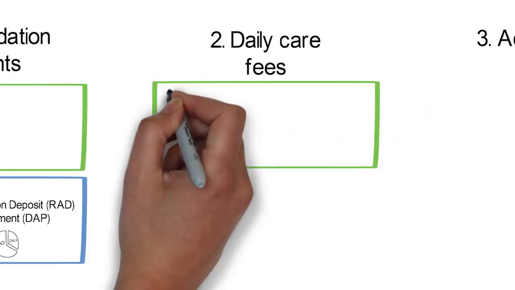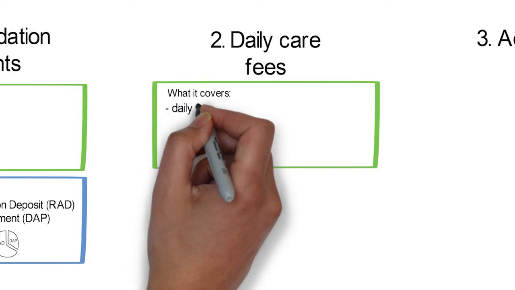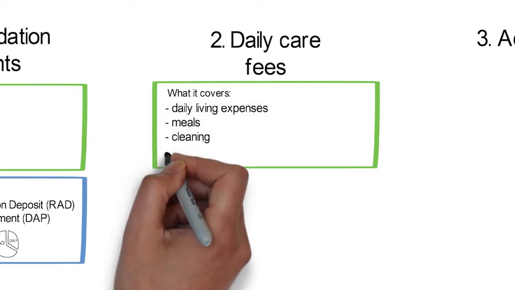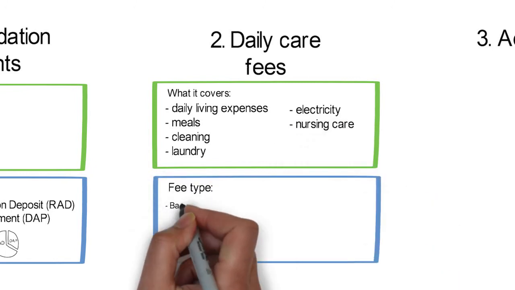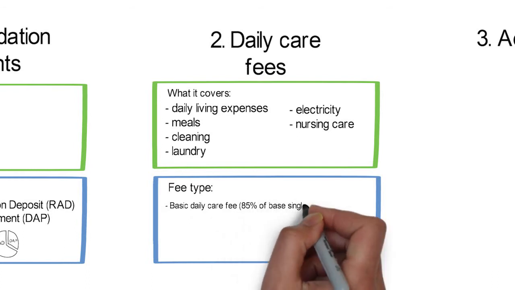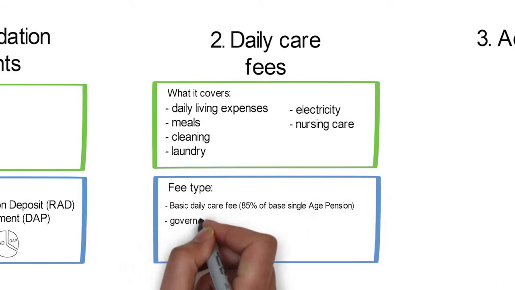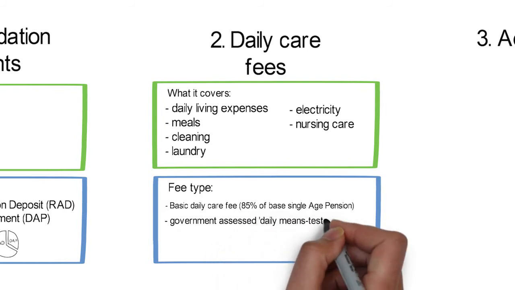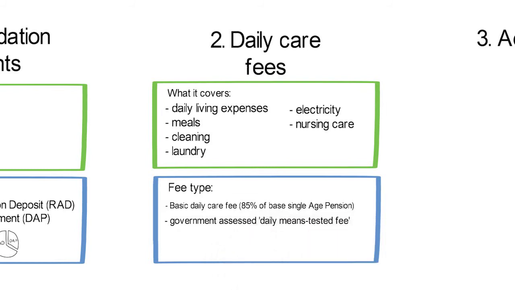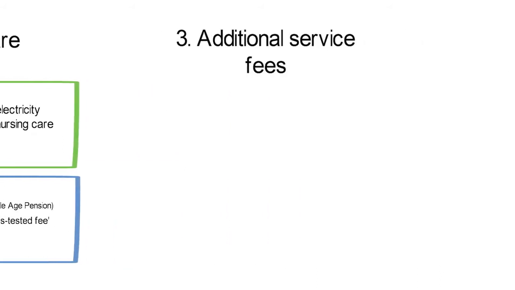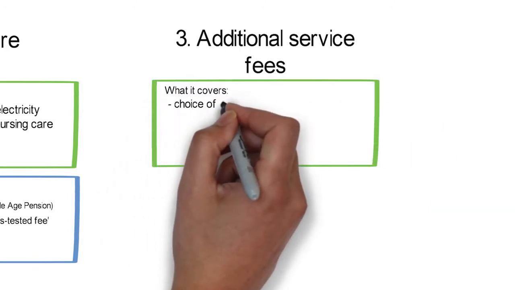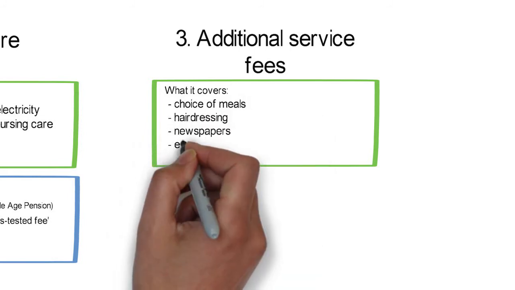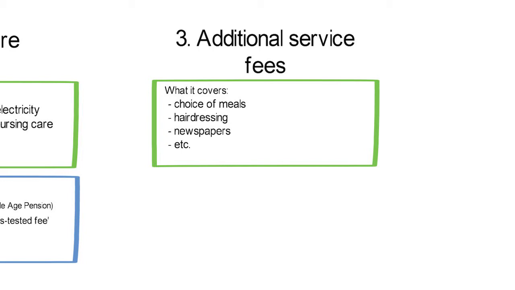Daily care fees. These fees are a contribution towards your daily living expenses, including meals, cleaning, laundry, electricity, and nursing care. The basic daily care fee is paid by all residents and is set at 85% of the base single age pension. The government will also assess your assets and income to calculate an amount known as your means tested amount. If your means tested amount is more than a certain threshold, you will also pay a daily means tested fee. Additional service fees. Some aged care facilities offer extra services such as choice of meals, hairdressing services, newspapers, etc., which you may be able to pay an additional service fee for.